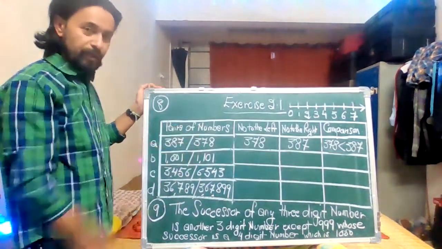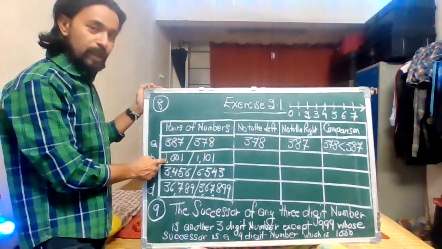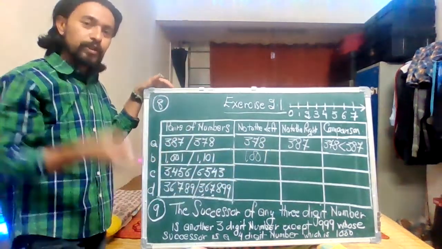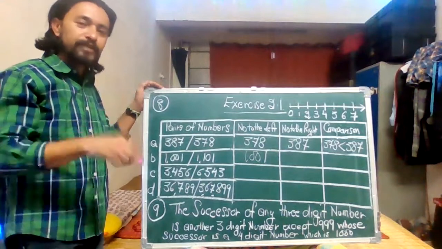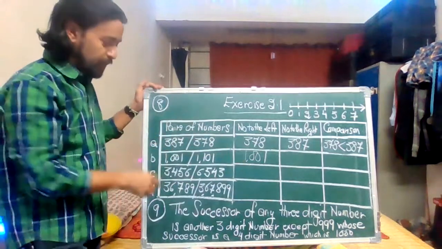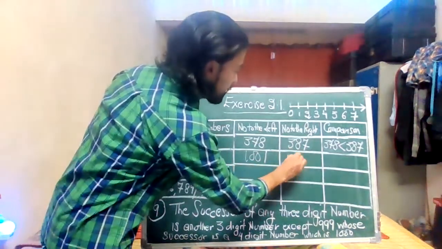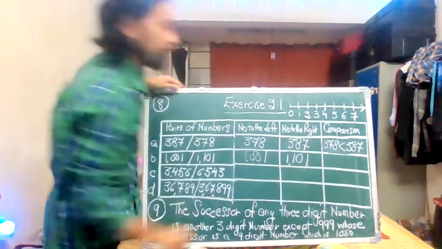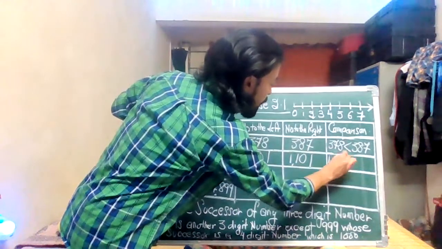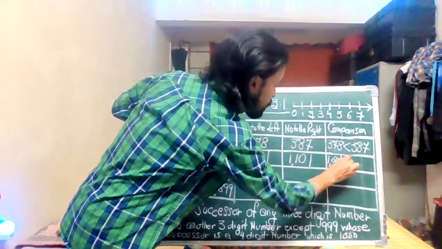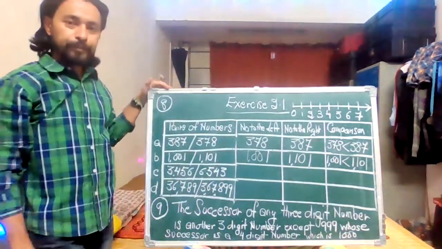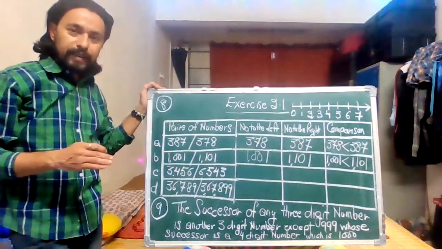1001, 1101. So which one will come first? First will come 1001. So that one will come first. So the number that comes first will be left of the number that comes afterwards on the number line. So the smaller number will be to the left. The greater number will be to the right. That's 1101. When I compare it, 1001 will be smaller than 1101. So that's how you do these sums.